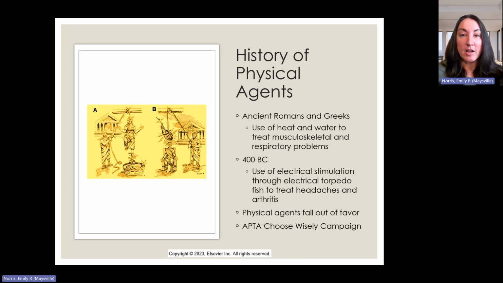And then for a while, physical agents, or what we call modalities, fell out of favor, meaning that people began questioning the use and if it was really effective. The APTA has done this Choose Wisely campaign, which essentially says there's not a lot of evidence that supports the use of modalities for certain conditions or modalities by themselves. So essentially, their take is if all you're doing is modalities, that's not physical therapy.